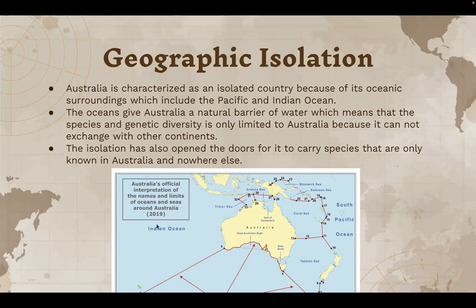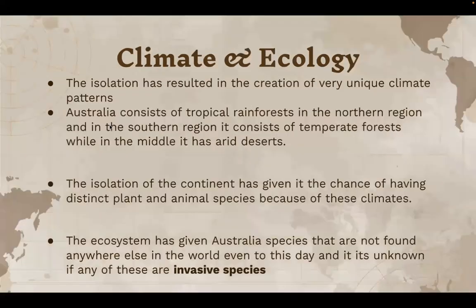So here in the picture, you can see the Indian Ocean on the left and the South Pacific Ocean on the right. So you can see how isolated Australia is, just surrounded by tiny little islands that Australia just took as its own. The isolation has resulted in the creation of very unique climate patterns. And this consists of tropical rainforest in the northern region, temperate forest in the southern, and just deserts in the middle sector, which I'll show you more in the next slide.